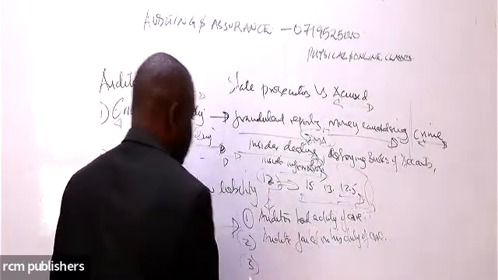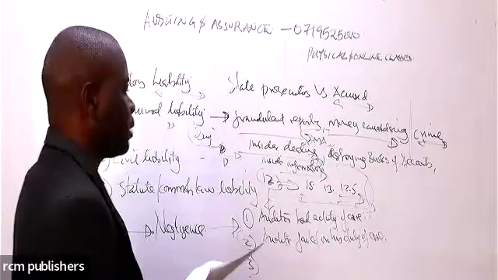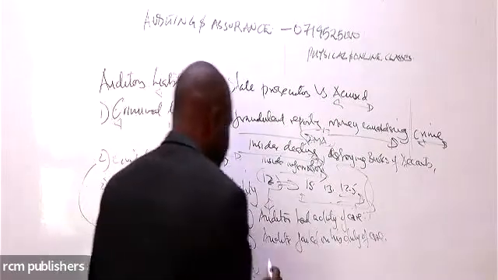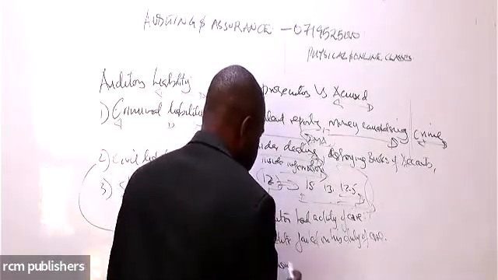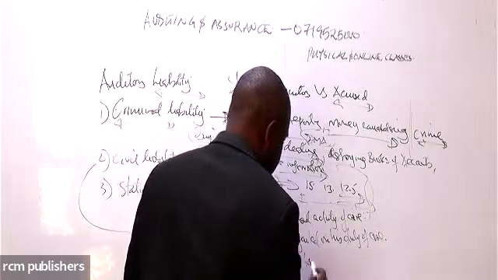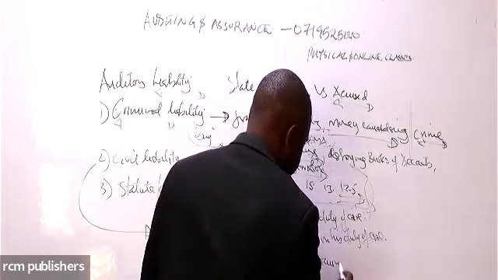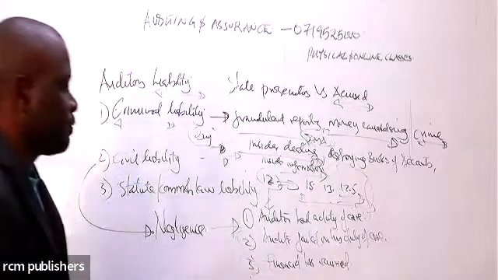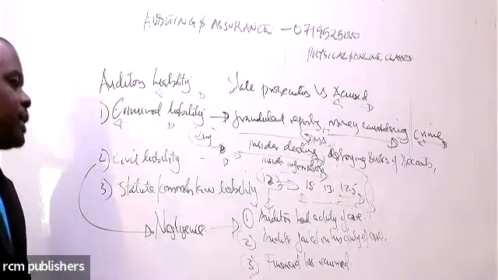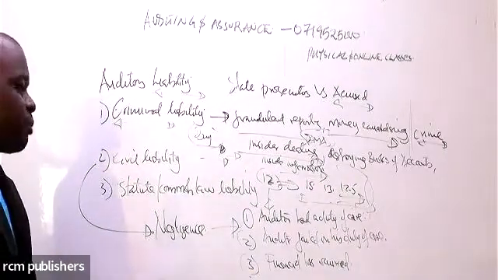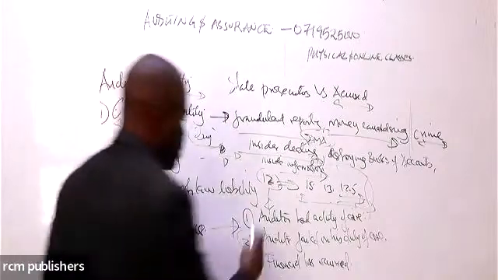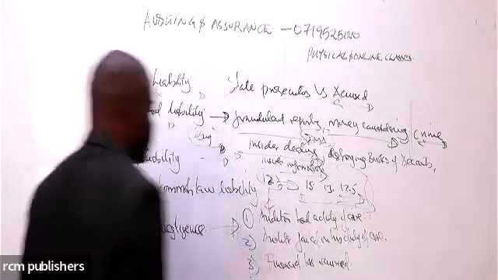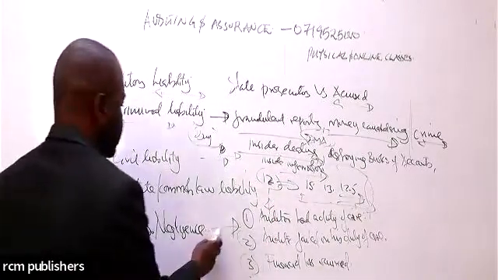Number three, as a result of this, financial loss occurs. So therefore, in this case, if the client himself or maybe any third party can prove this, then of course arises what we call negligence.